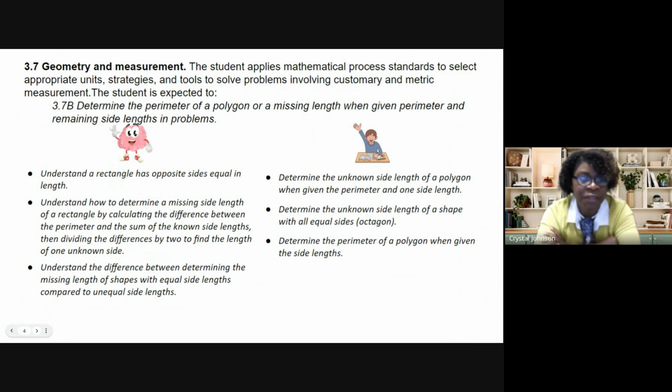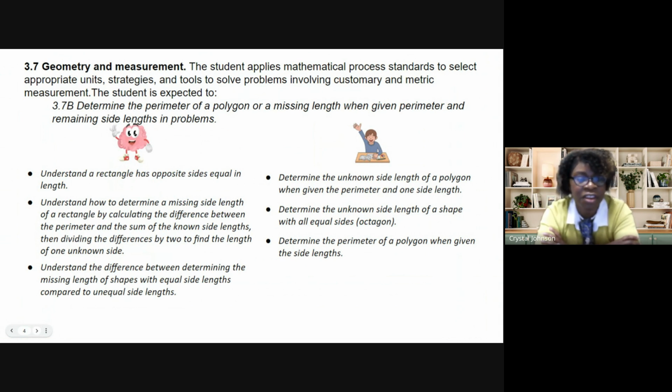Once students understand that, one of the things that showed up on STAR was that they were given a rectangle and they had to figure out the missing length of one side when only given the length of one of the sides. So for example, they will determine the missing length of a rectangle by calculating the difference between the perimeter and the sum. Once they find that difference, they will divide it by 2 to give them the length of that one side. I'll go more in depth on what that looks like because that was a big one and that's where our students struggled the most.